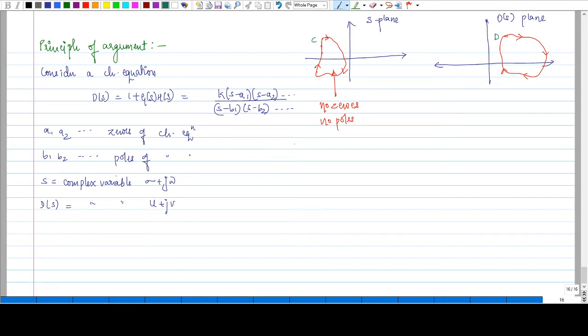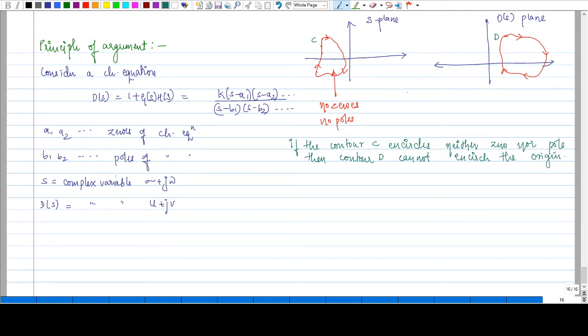So if the contour C encircles neither zero nor pole, then the contour D, that is this contour in the D of S plane, cannot encircle the origin. That is the first point.